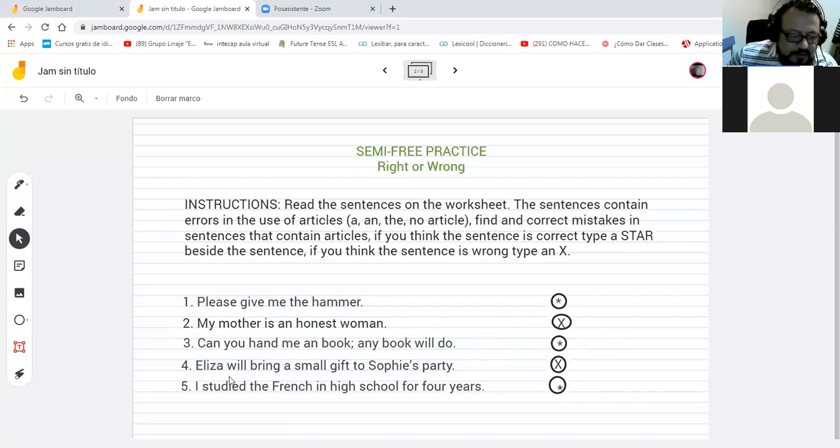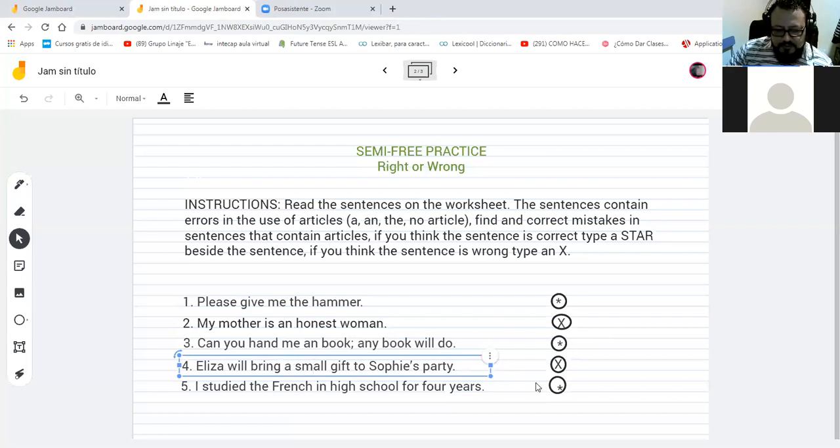The fourth one says, Elisa will bring a small gift to the Sophie's party. According to your answer, this one is not correct. I mean, it's written wrong. However, as you remember, this sentence had two articles, right? Do you remember that it has A and THE? And we corrected, right? We removed the THE, and we just left the A.